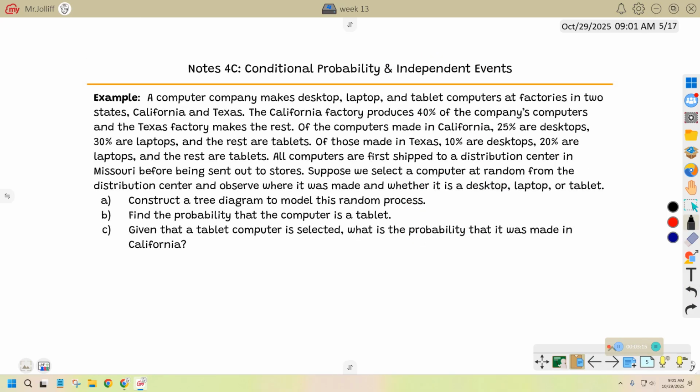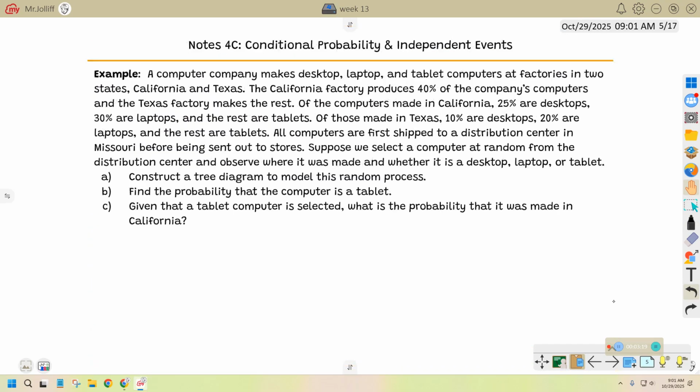All right, so we have another example. Is this our last? No, almost our last.